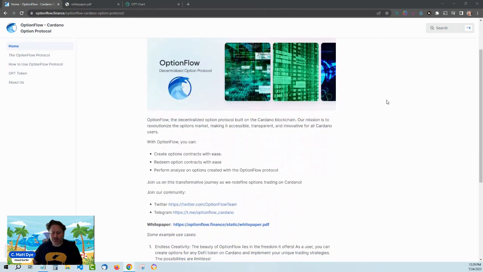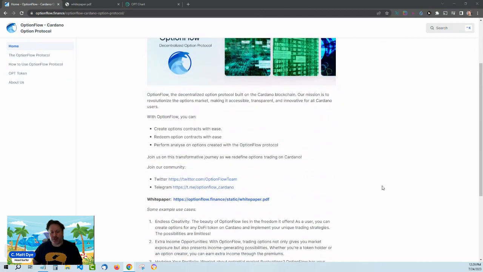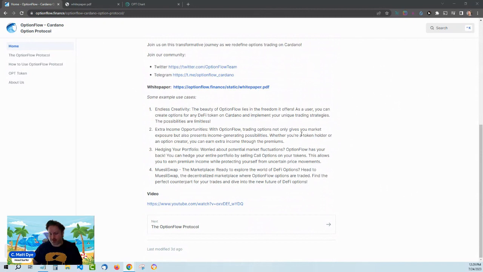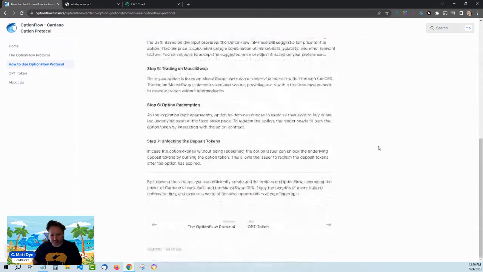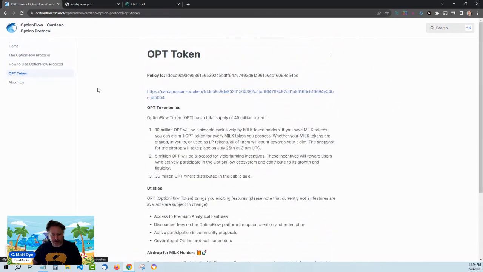So let's get into what it actually is. I'm going to link their white paper down below just so you can read everything yourself if you want. OptionFlow, OPT, is the name of the token. They talk about some examples, and they have a white paper you can always check out. For the OptionFlow protocol, there is a policy ID somewhere on this sheet. Right here is the policy ID.